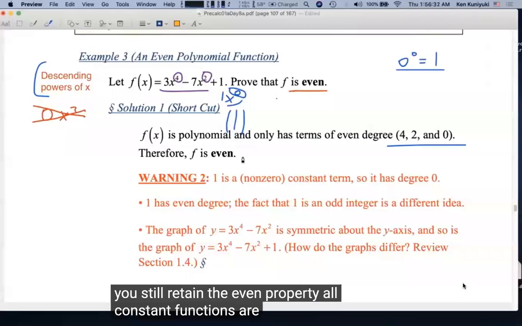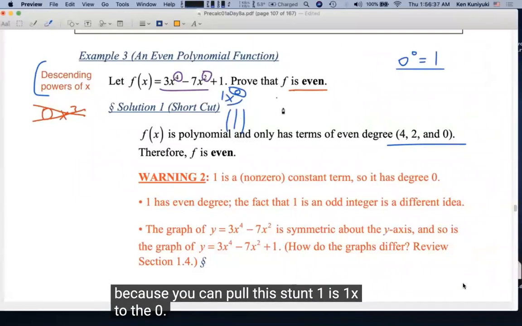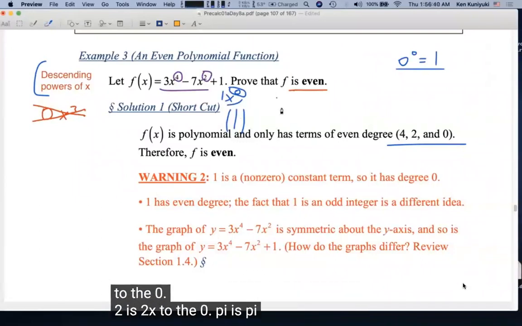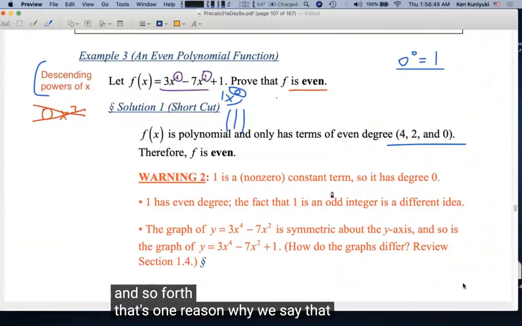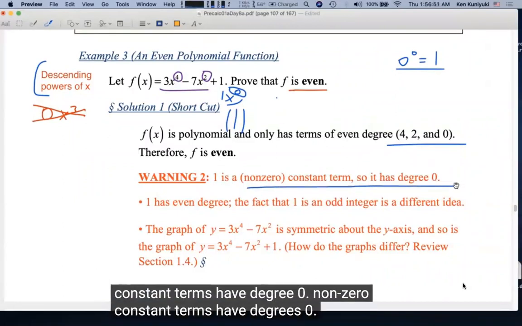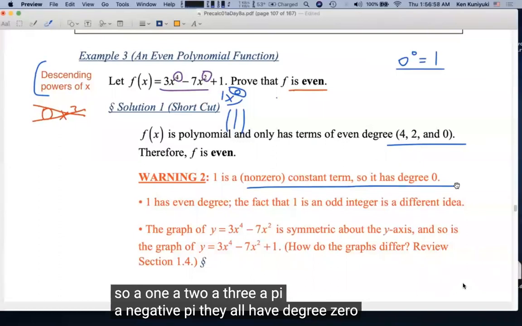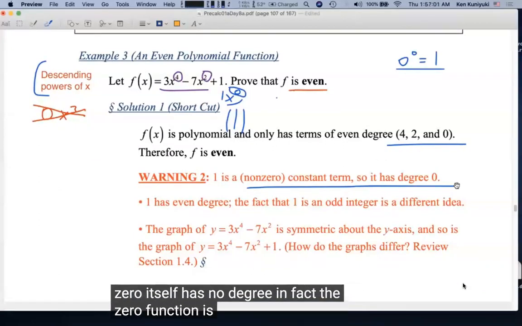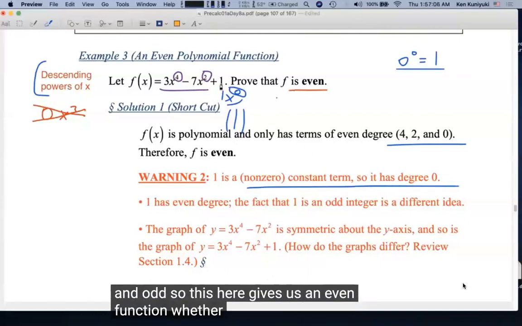All constant functions are even, because you can pull this stunt. 1 is 1x to the 0, 2 is 2x to the 0, pi is pi x to the 0, and so forth. That's one reason why we say that non-zero constant terms have degree 0. So a 1, a 2, a 3, a pi, a negative pi, they all have degree 0. 0 itself has no degree. In fact, the 0 function is both even and odd. So this here gives us an even function, whether there's a +1 or not. In fact, you can add or subtract any real number.